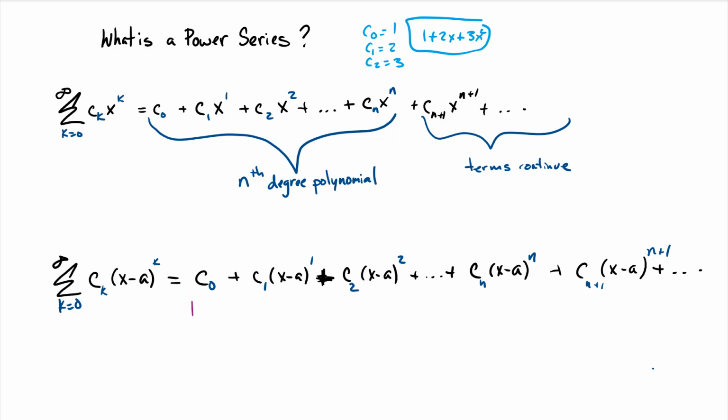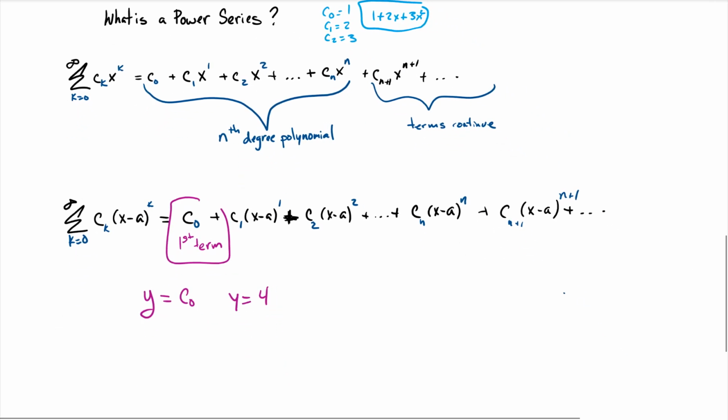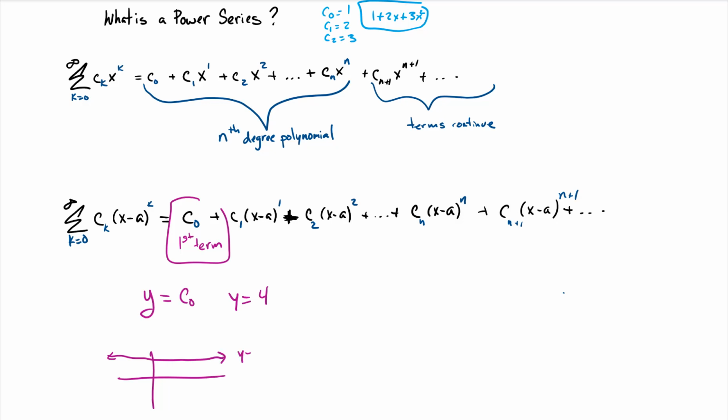So let's just look at our first term. This would be like y is equal to some c sub naught, or for example, y is equal to 4. That would just be a line. Y equals 4. Okay? Just a constant. We've seen a constant before.